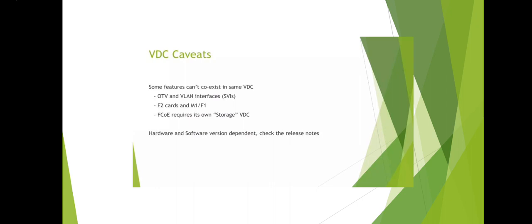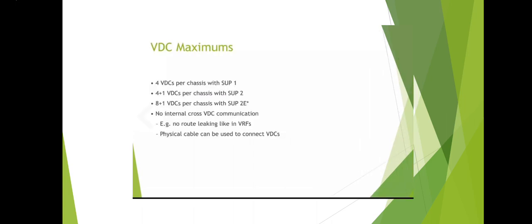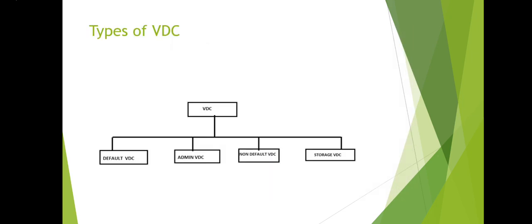Some features you can't add in the same VDC, which is nothing but F2 cards. FCoE requires its own storage VDC, and OTV. So if you've got a SUP1 module, 4 VDCs; SUP2, 4 plus 1; and SUP2E, 8 plus 1. There are 4 different types of VDCs: default, admin, non-default and storage.